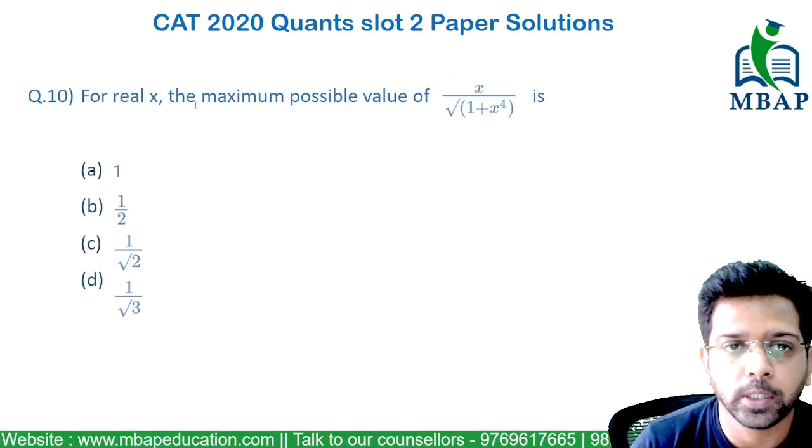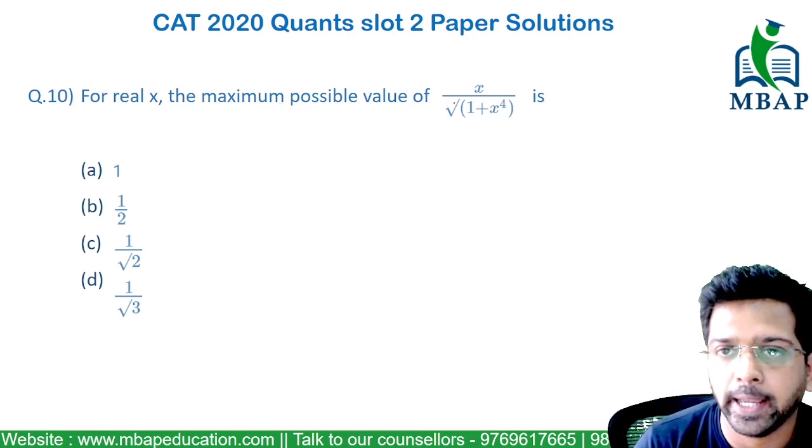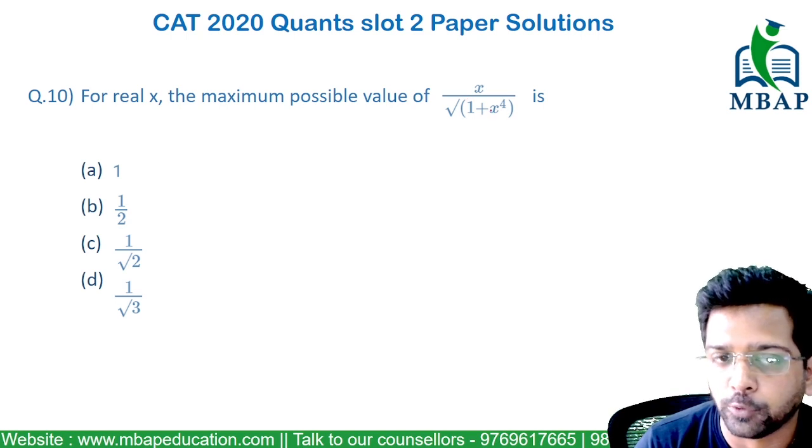Let's see the next question. The question says, for a real possible value x, the maximum possible value of this expression, which is x divided by root of 1 plus x raised to 4, is what?